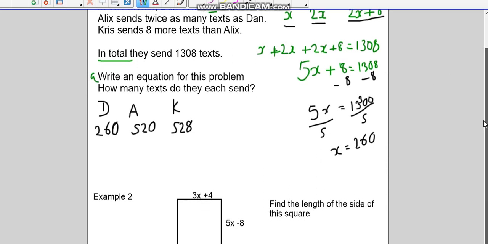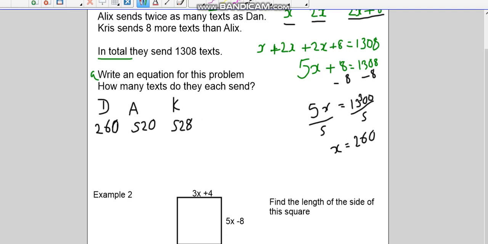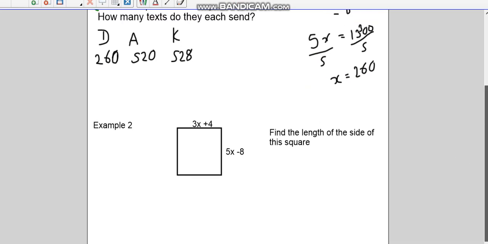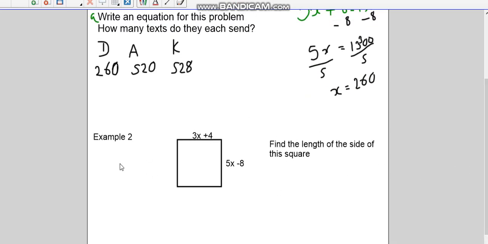Now we're going to look at a geometry question. Now there is a Maths Watch assignment set on solving equations, and it has a question similar to this. So this is example 2. It says find the length of the side of this square. So I know this is a square. I know this length is 3x plus 4. I know this length is 5x minus 8. I don't know anything else. How on earth am I supposed to solve this?